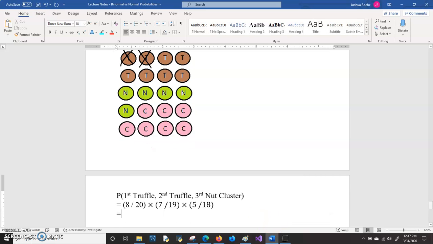Multiply all of those together. We could multiply the denominators and the numerators together. You'll come out with the fraction 280 over 6,840. And when you work that out and divide that, it comes out to about 0.0409.